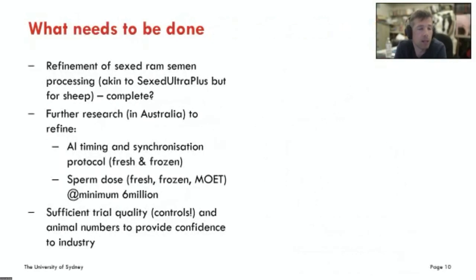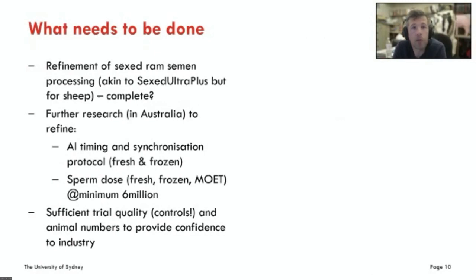So what needs to be done? I'd say there's probably still some work to further refine the processing of sex ram semen, and SG Genetics are interested in further exploration of some of this. Within their bull product line, they have something called Sexed Ultra Plus, which is really the result of a lot of work over the years to improve the processing, the type of media which is used, and what have you, in order to boost that sperm quality and the chances of fertility.